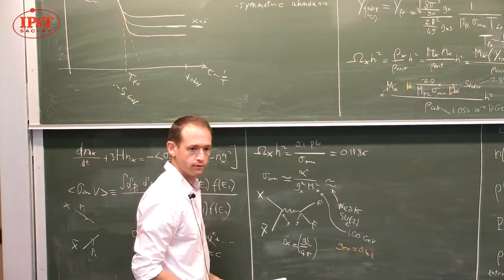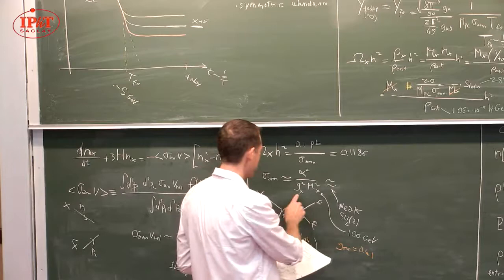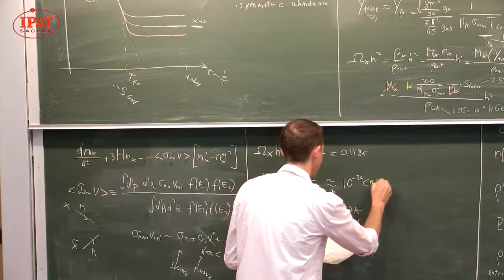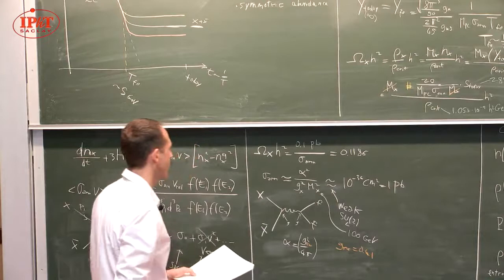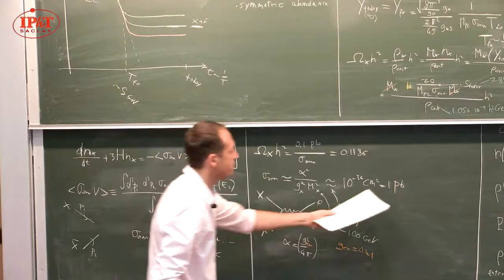Let me get to the point. So if I plug in these numbers, I have everything in place. The internal degrees of freedom of the particle, I can take them to be 2, if it's a Dirac fermion or whatever. And what I get, plugging in numbers, is 10 to the minus 36 centimeter squared, that is 1 picobarn. Okay? So for a particle with weak interactions and with a typical weak scale mass, the sigma annihilation is typically of the order of 1 picobarn.